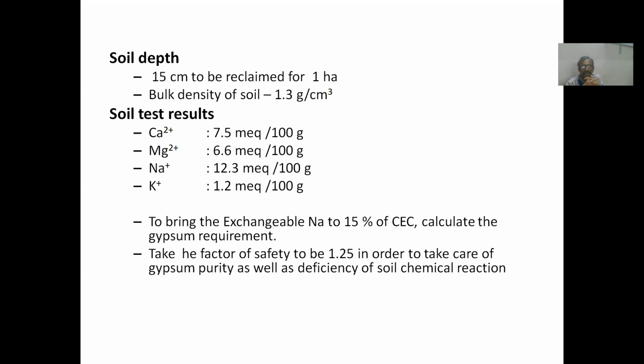For that, we need to calculate the gypsum requirement, and we will assume a factor of safety of 1.25 in order to take into account gypsum purity. We will not have pure gypsum in the market, and there is also the inefficiency of soil chemical reactions and the leaching process. So we will find the gypsum requirement based on chemistry, and multiply that by 1.25 to take into account the factor of safety.